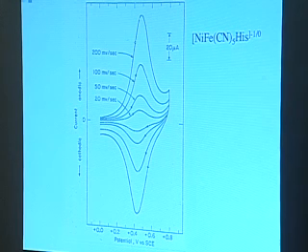In the ideal case, you predict 90 millivolts divided by n, the number of electrons, not peak to peak, excuse me, full width at half max. Get that right. And then broader here, you see we have a couple hundred millivolts as the repulsive interactions. Narrower, again, would be attractive interactions.